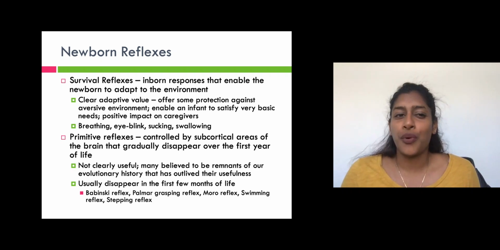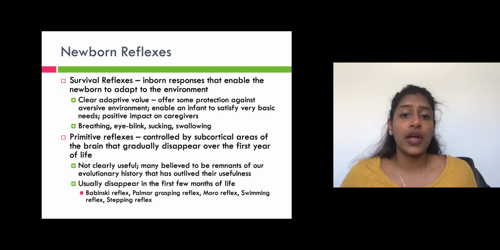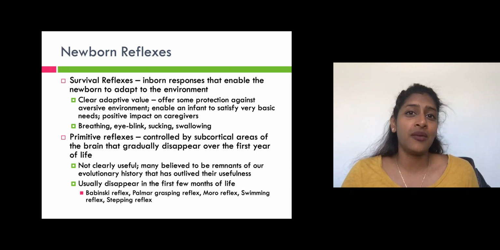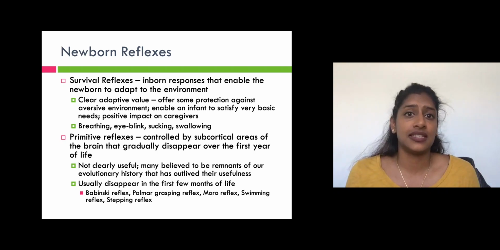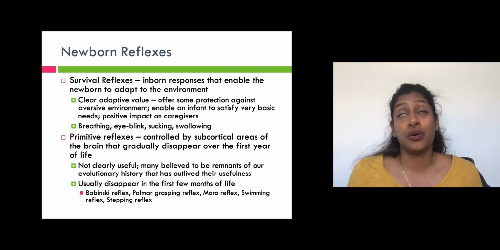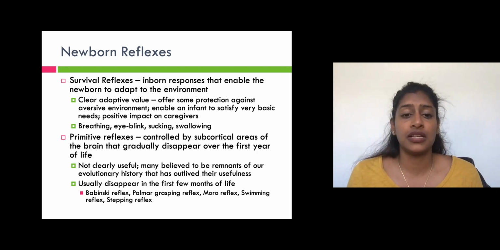Interestingly, though, we're also born with primitive reflexes. These are going to be reflexes that are controlled by the subcortical area of the brain, and they actually tend to disappear over the course of the first year of our life. They're not clearly useful. There are some researchers that believe that they are just remnants of evolutionary history. That we don't really need them. They're not really useful anymore, but they just still exist.